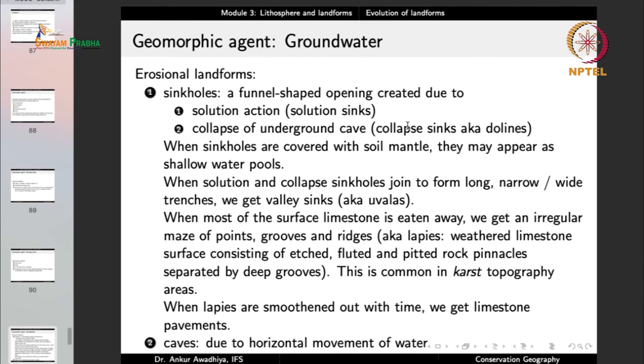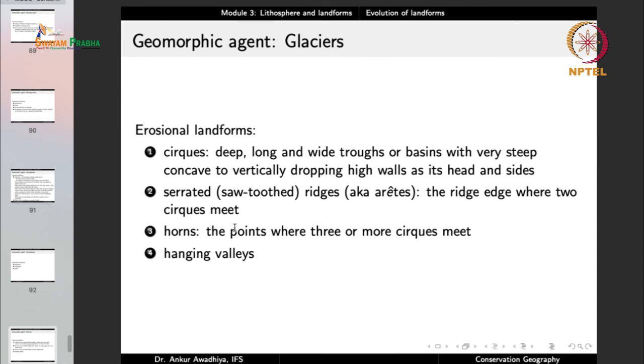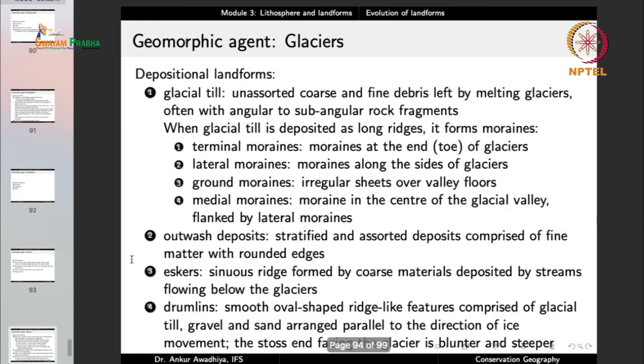In the case of groundwater, we saw that we have erosional landforms like sinkholes, uvalas, lapis, and caves. And depositional landforms include things like stalactites, stalagmites, and pillars. We looked at glaciers, where we have erosional landforms like cirques, ridges or arêtes, horns, and hanging valleys. And the depositional landforms include things like glacial till deposits, outwash deposits, eskers, and drumlins.